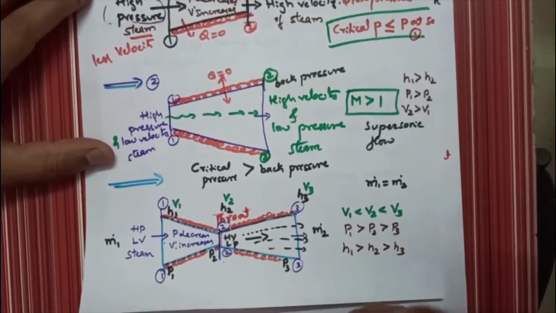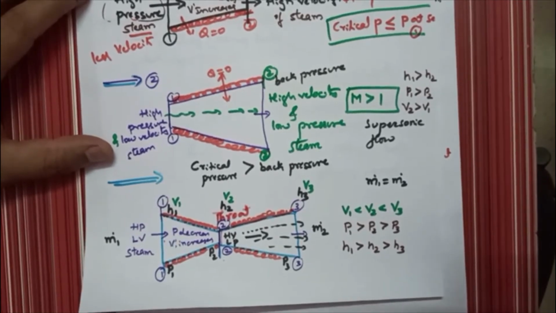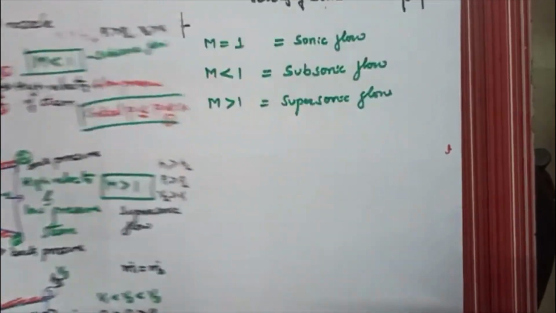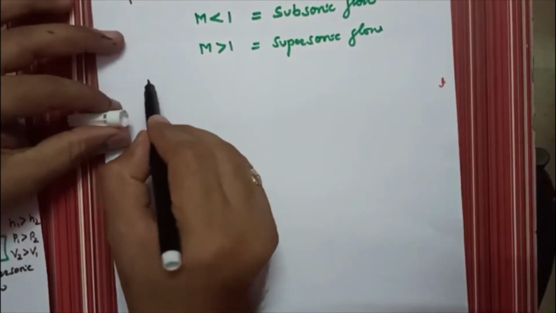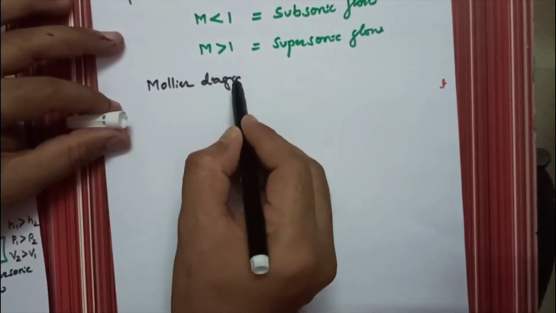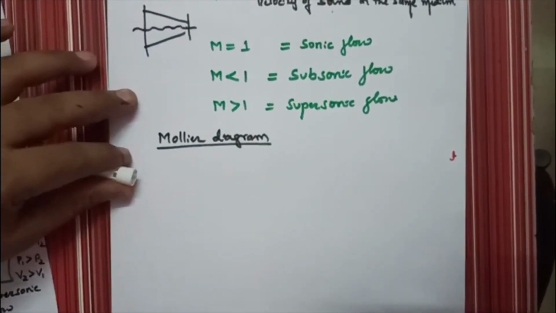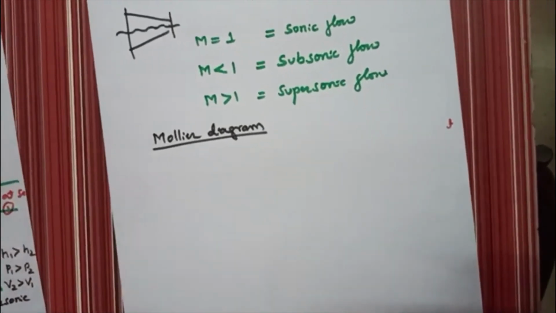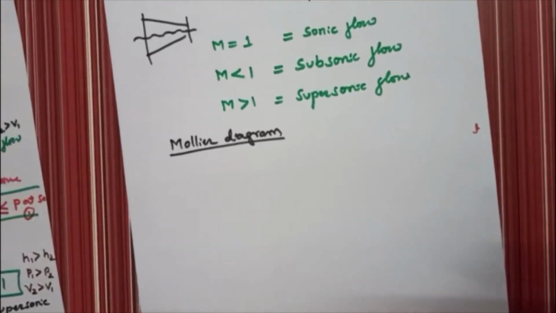And there is another method to solve the numericals, which is using the Mollier chart, that is the Mollier diagram. The Mollier diagram is the HS diagram. Directly you can take the values of H1, H2, H3 without referring to the steam table book. So to solve the numericals, this Mollier chart will be used.